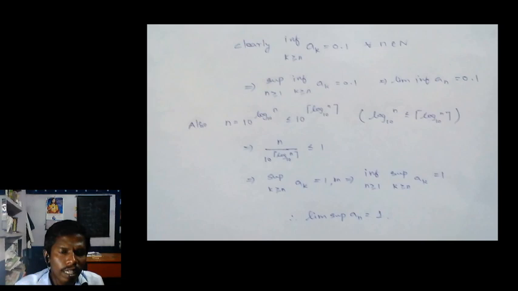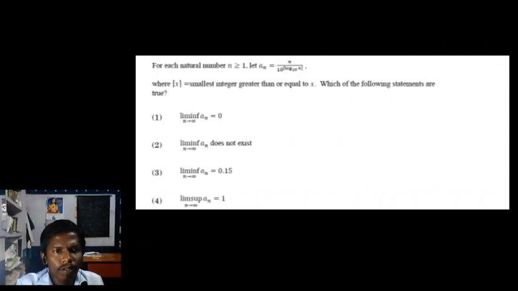which obviously implies that the infimum over n greater than or equal to 1 of the supremum of ak, where k is greater than or equal to n, is equal to 1. That is nothing but limit supremum equal to 1. Therefore, the fourth option will be the correct option. Thank you.